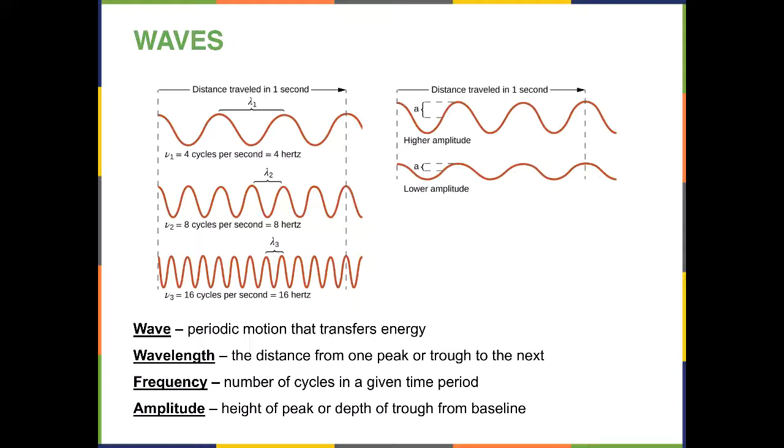The amplitude is the height of the peak or the depth of the trough from the baseline. So you can have what's known as high amplitude waves. You see on the right here, A represents a higher amplitude. You notice that it's a measurement from the baseline to the peak. Or you can have a lower amplitude wave. And both of those waves have the same wavelength and also have the same frequency.